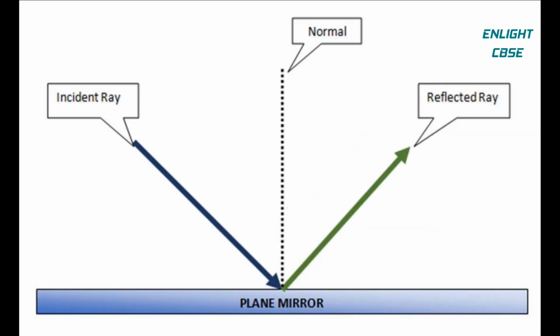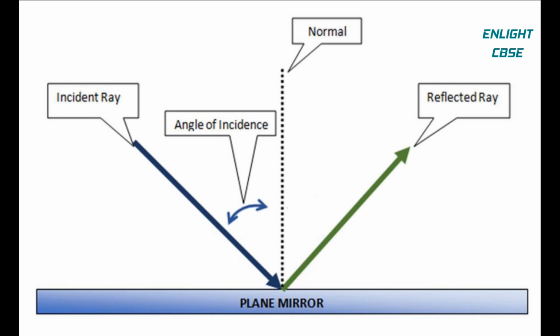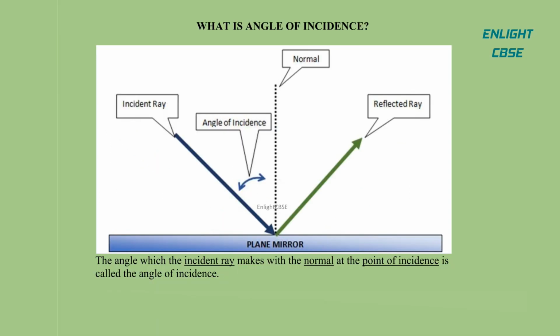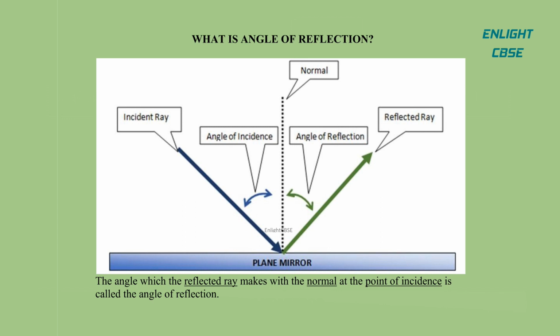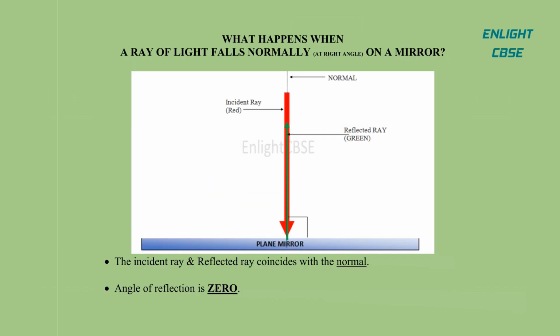What is the normal? The normal is a line drawn at right angle, perpendicular, to the mirror surface at the point of incidence. What is the angle of incidence? The angle which the incident ray makes with the normal at the point of incidence is called the angle of incidence. What is the angle of reflection? The angle which the reflected ray makes with the normal at the point of incidence is called the angle of reflection. What happens when a ray of light falls normally, at right angle, on a mirror? The incident ray and reflected ray coincide with the normal, meaning it is reflected back along the same path. Angle of reflection is 0.